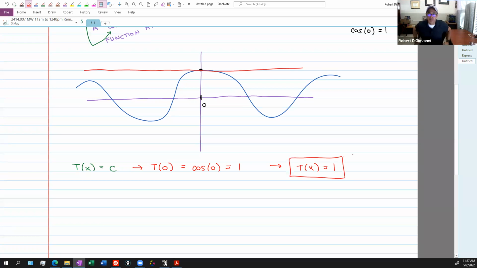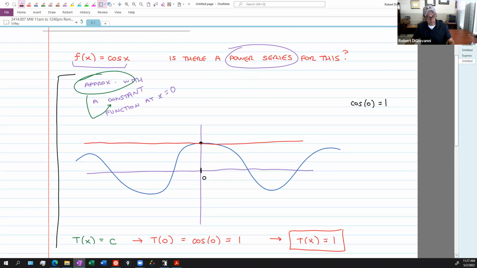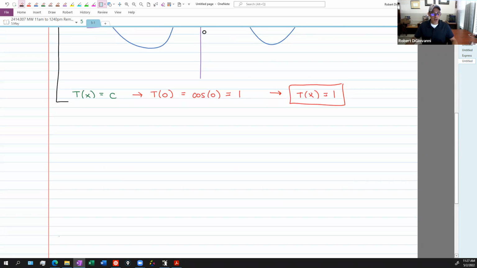So what I'm getting at is this. We know what cosine looks like, and at zero, it's one. So if I'm gonna try and approximate it with a flat line, I should make that flat line be one, because then at least they match at one point, don't they? At least at zero, they both have the same value. Everywhere else, it doesn't match as well, but at least at zero, they match. That's a poor approximation, isn't it? Okay, so let's try better.